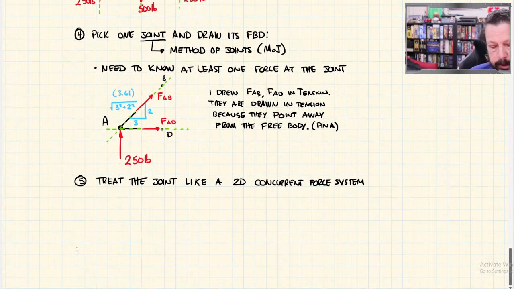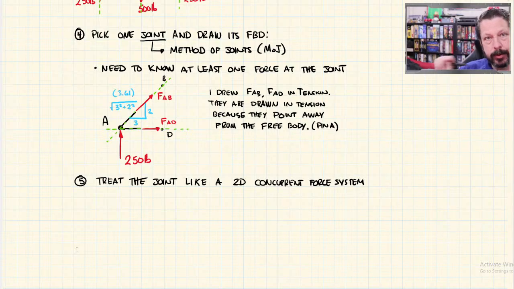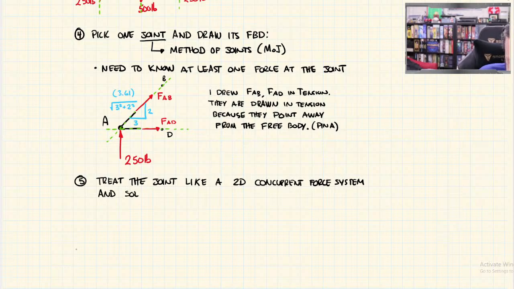So treat it like a 2D concurrent force system, because that's what it is now. That's the whole point of method of joints and all those assumptions, is that every joint ends up being a concurrent force system. 2D or 3D, doesn't matter. We're just only going to do 2D ones. Treat the joint like a 2D concurrent force system and solve for the unknowns. So for us, that's the force in AB and the force in AD.